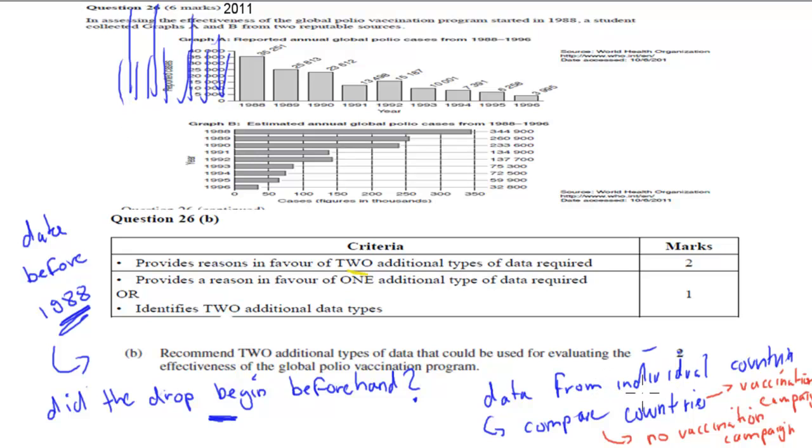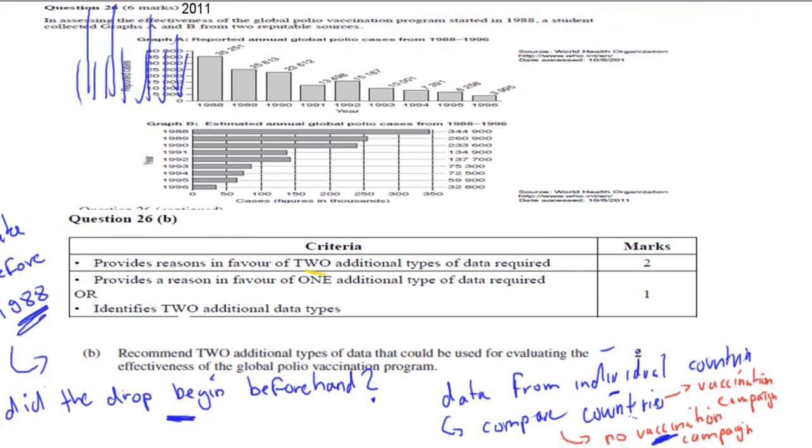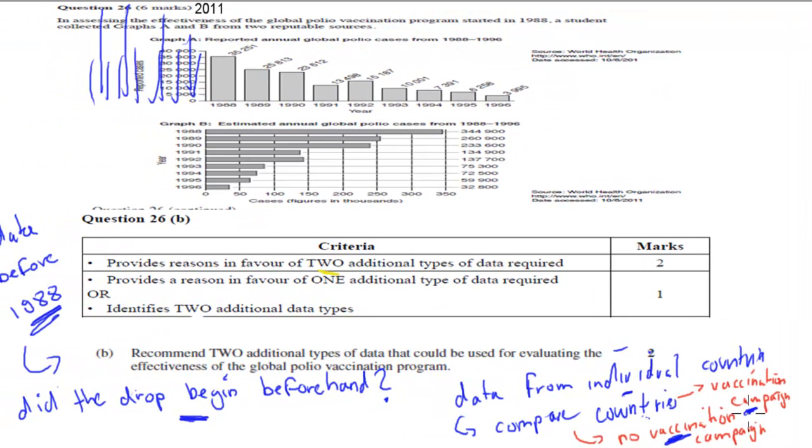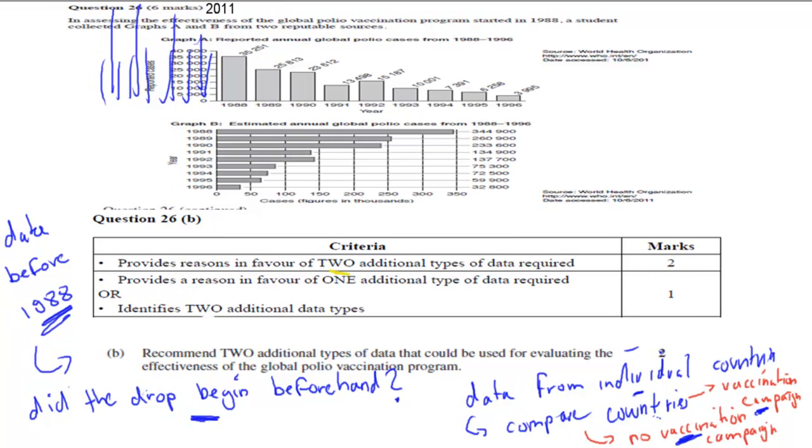And maybe we could have gotten data from individual countries. This data looked at the global level. We could have gotten data from individual countries and compared the countries where there was no vaccination campaign versus the countries that had a vaccination campaign in 1988. So that could have been some of the actual things you looked at.